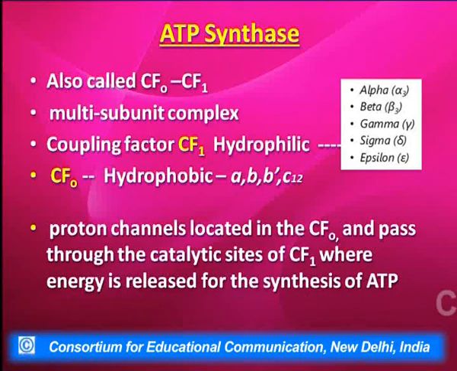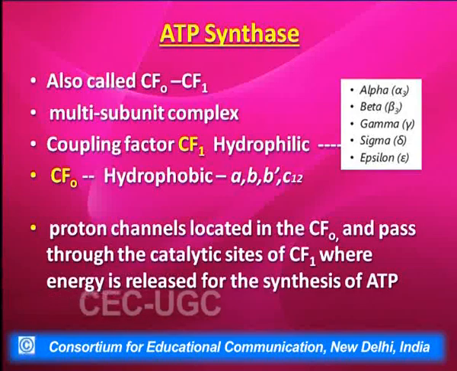So, it is basically a multi-subunit protein complex, and the CF0 has proton channels, because whenever there is a gradient, there is no other place in the membrane of the chloroplast grana or of the mitochondrial crista from where the protons can pass through. It is only through the proton channels that they will pass through, and ultimately there is no place they can go except for the catalytic sites of the CF1, where energy is released for the synthesis of ATP.